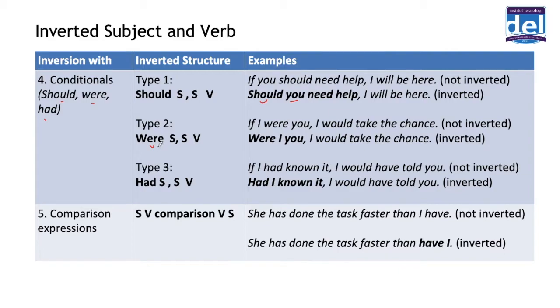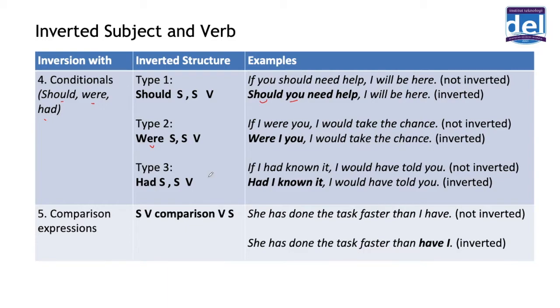The structure is Were, subject, comma, subject, verb. In a normal structure, we will write, "If I were you, I would take the chance." In the inverted version, we omit the "if" and position the "were," the be verb, to the front. So it comes before the subject. "Were I you, I would take the chance."